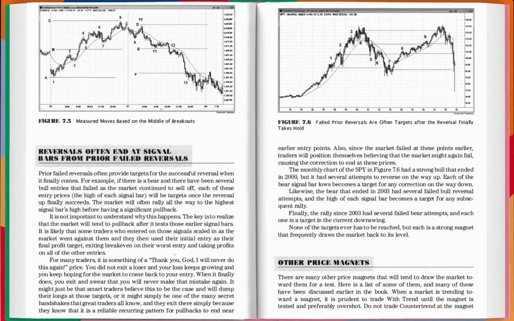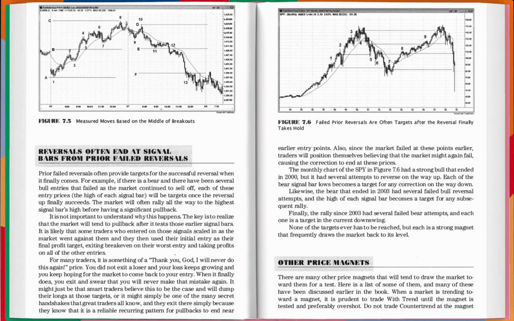Likewise, the bear that ended in 2003 had several failed bull reversal attempts, and the high of each signal bar becomes a target for any subsequent rally. Finally, the rally since 2003 had several failed bear attempts, and each one is a target in the current downswing. Not every one of the targets ever has to be reached, but each is a strong magnet that frequently draws the market back to its level.